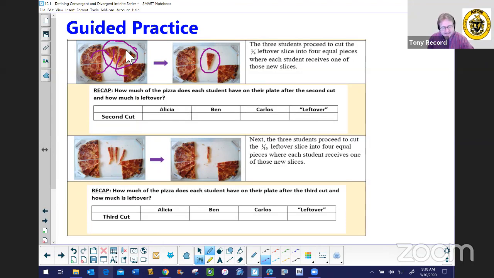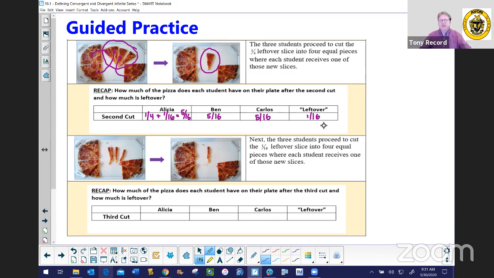So if we recap and ask, how much of the pizza does each student have on their plate now? We would see that Alicia has, originally, she had the 1/4, of course. And to that, we're going to add a 1/16th, right? If we want to simplify that, and I think we probably should, it's going to make some things a little bit easier for us to discuss later. We're going to get 4/16ths and 1/16th, which is 5/16ths. I really don't see any need to rewrite that same expression for Ben and Carlos. It's going to be the same amount. Each of those two students has 5/16ths, and then our leftover is still going to be the 1/16th.